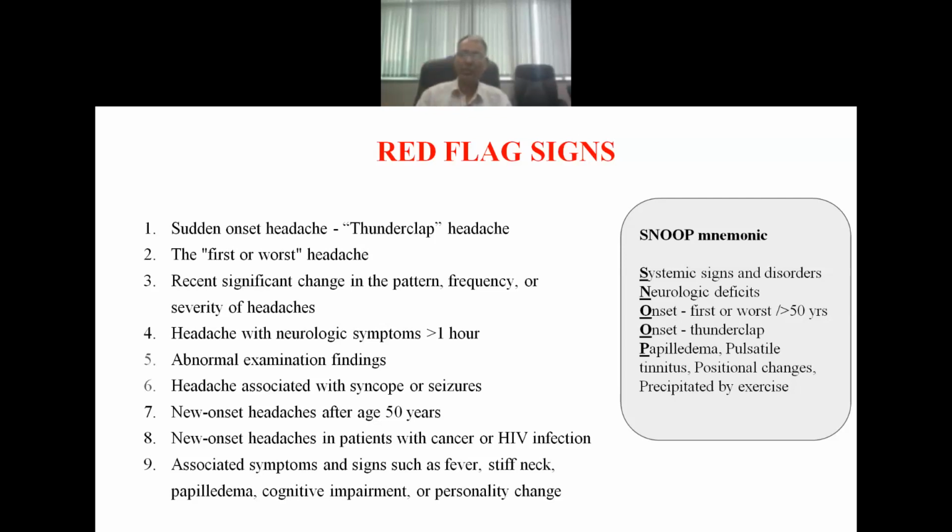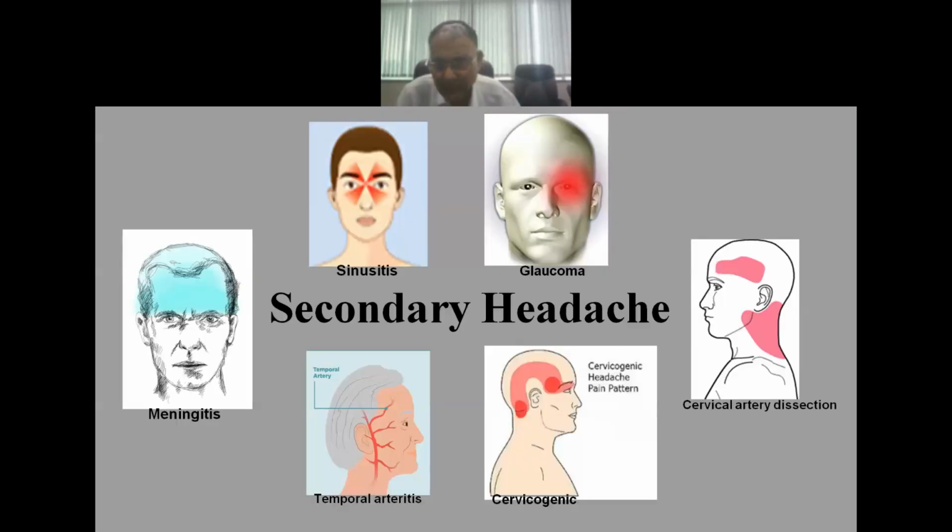So I have put this mnemonic here, that is SNOOP. Remember this mnemonic SNOOP: systemic signs and disorders, neurologic deficit, onset first or worse, onset thunderclap, papilledema, pulsatile pain, tinnitus, positional changes, precipitated by exercise. All these symptoms are really speaking against the diagnosis of migraine. So remember that this is not migraine, and SNOOP is a mnemonic which we will always remember.